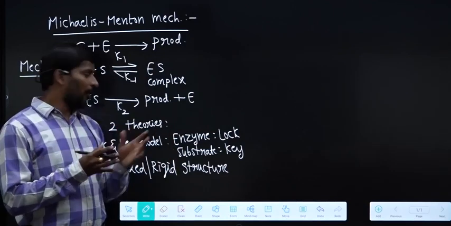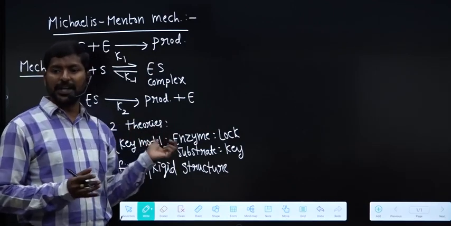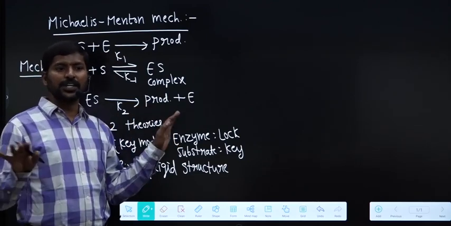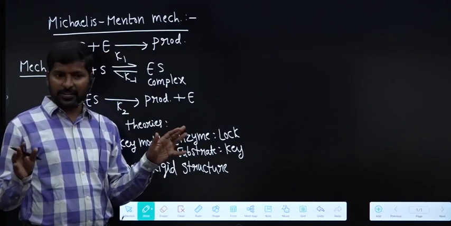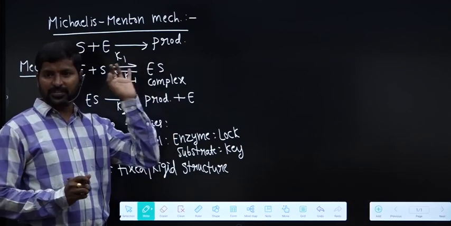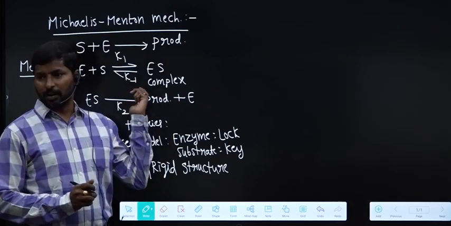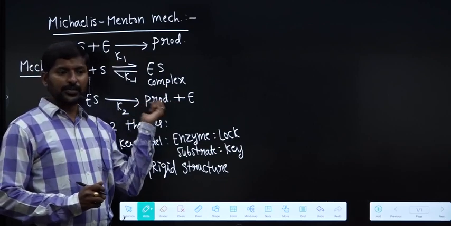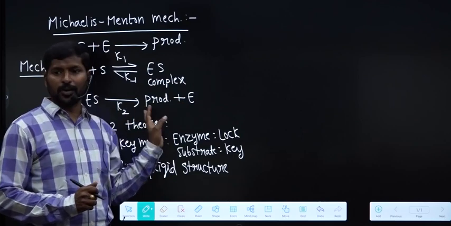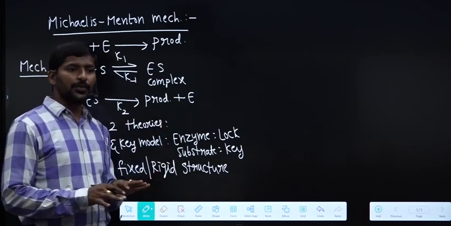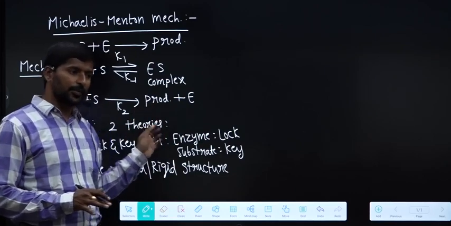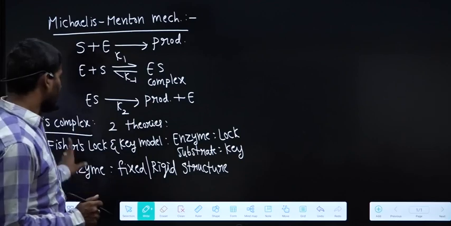So during formation of enzyme substrate complex, during binding of enzyme and substrate, is there any change in the structure of enzyme? No change in the structure of enzyme. The substrate which fits into the active site of the enzyme, such a substrate only forms the enzyme substrate complex. During the formation of enzyme substrate complex, there is no change in the structure of enzyme. That is called Fischer's lock and key model.